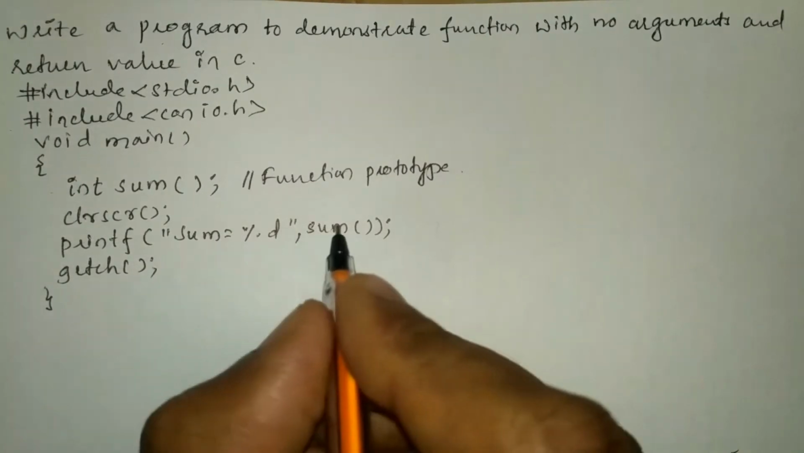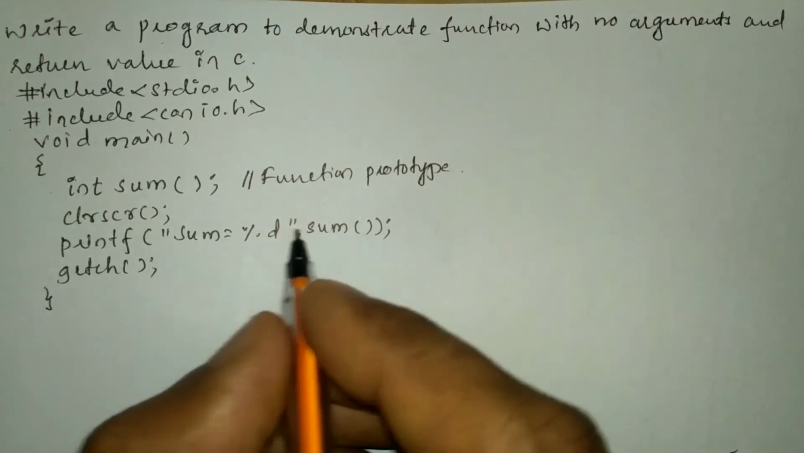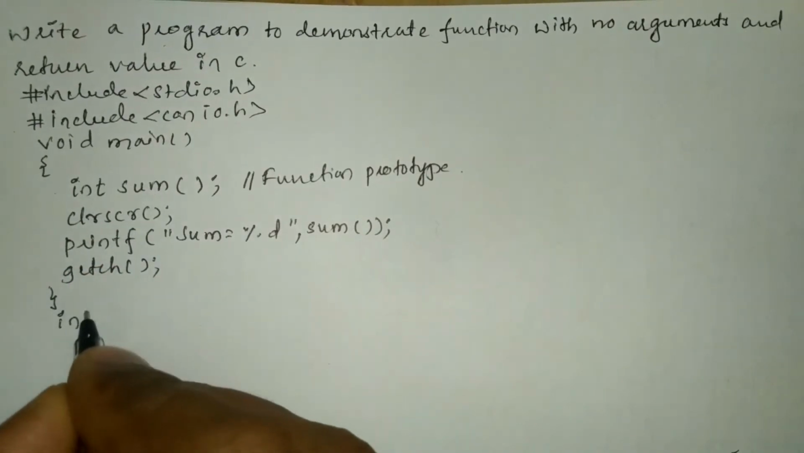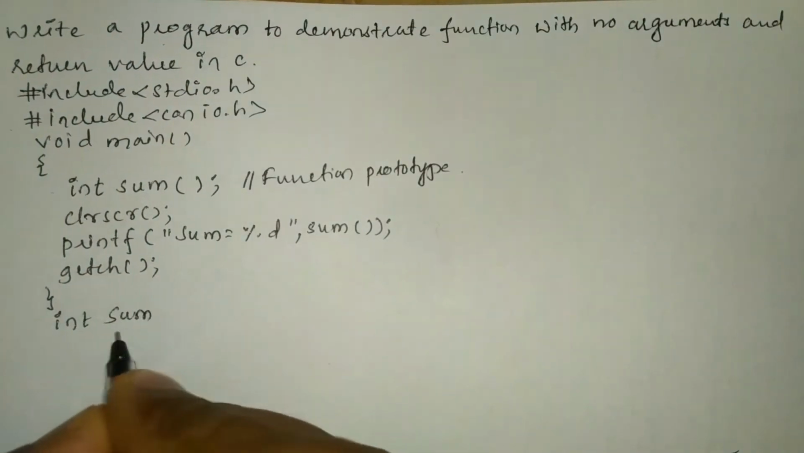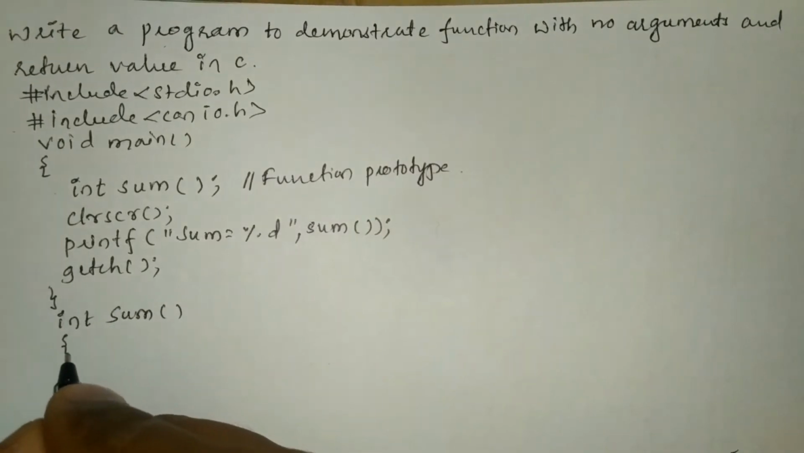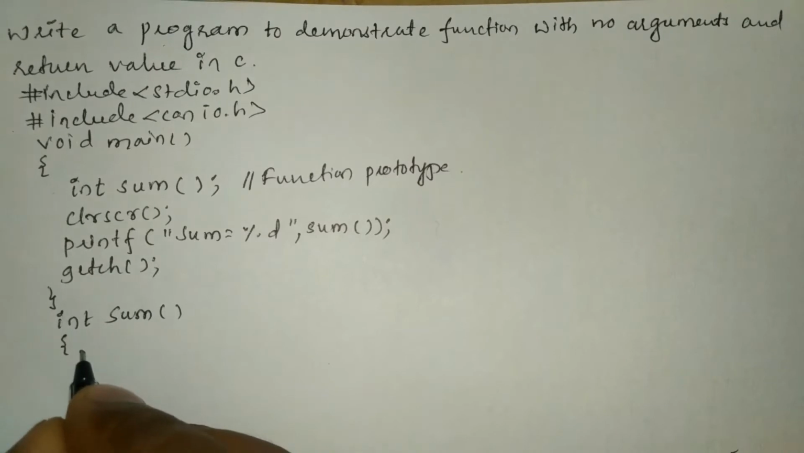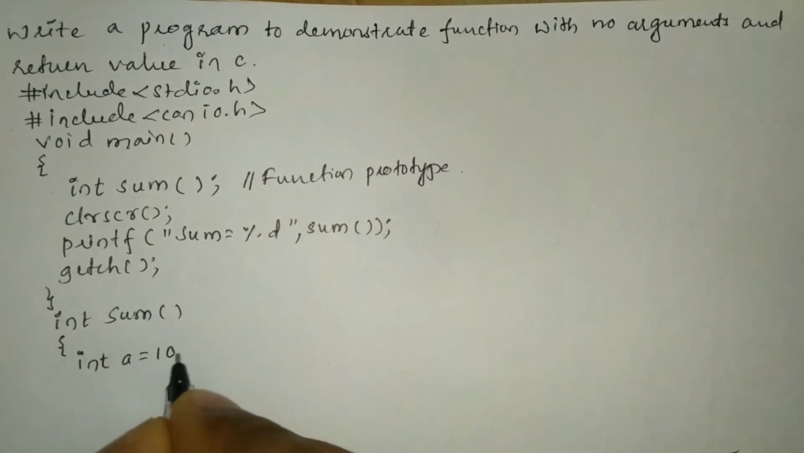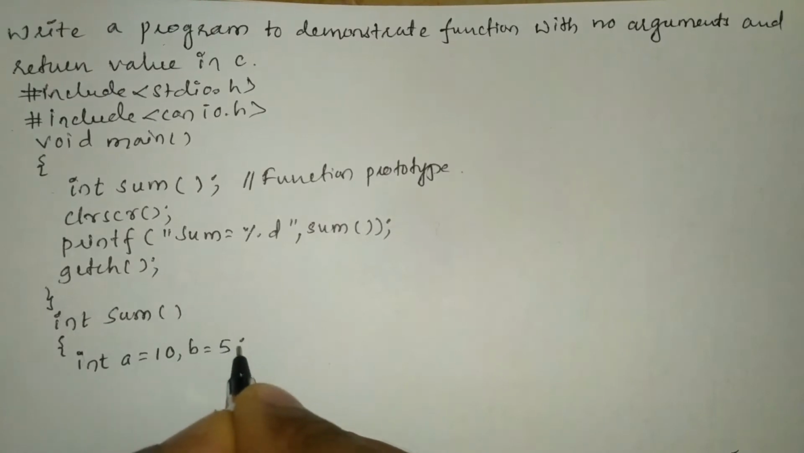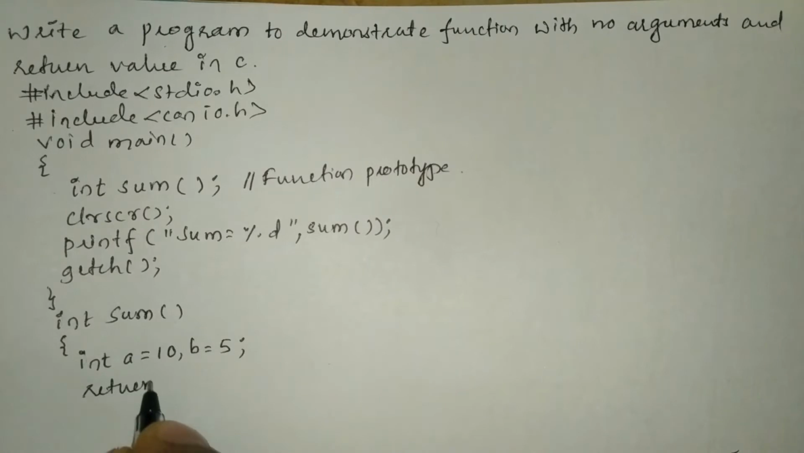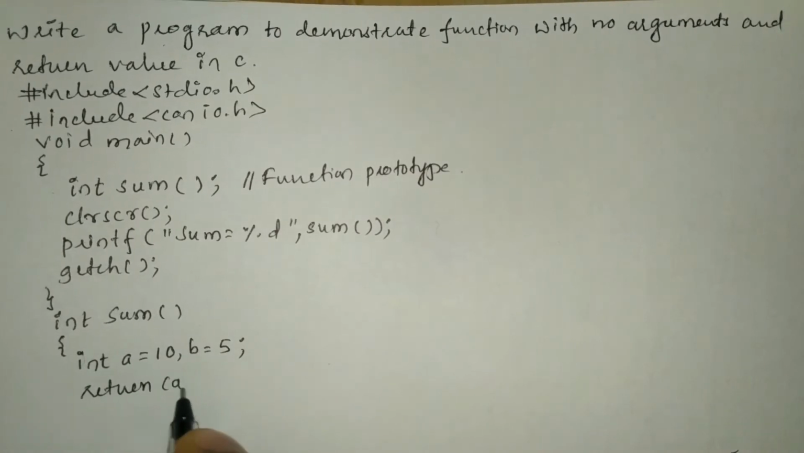Now it's time to define this particular function. So here you can see int sum. I'm going to write int return type sum is a name of the function, round empty braces curly open brace, and here I'm going to declare two local variables. Int a is equal to 10, b is equal to 5, and put semicolon. Now I'm going to write return statement, return a plus b.